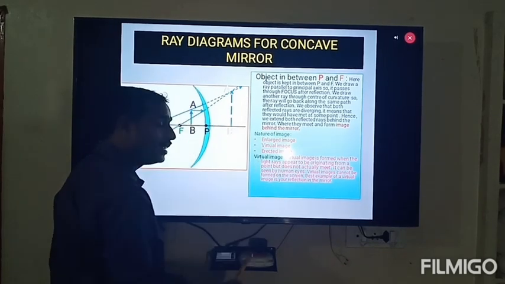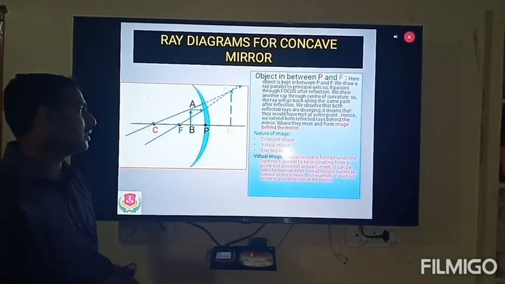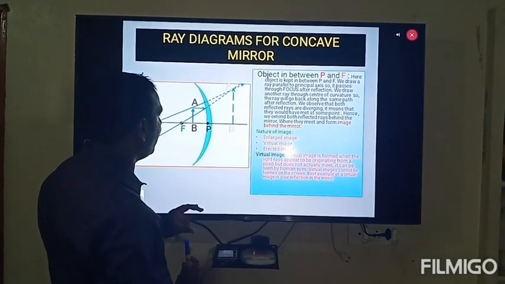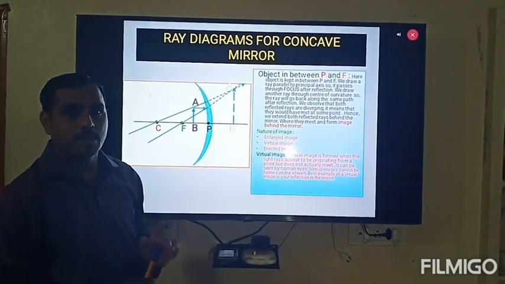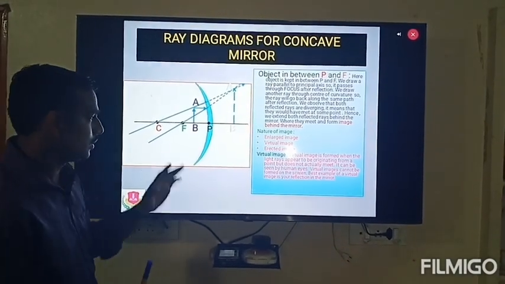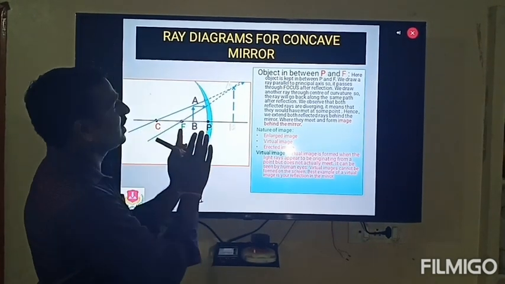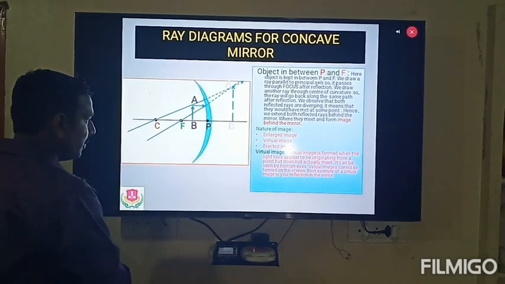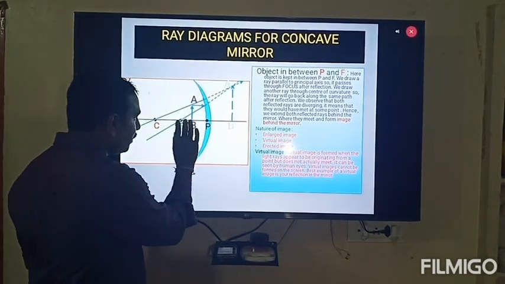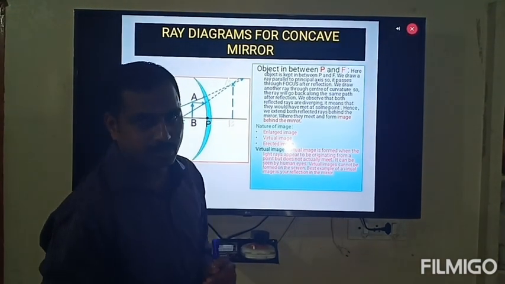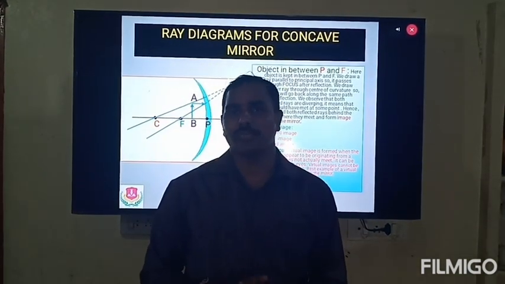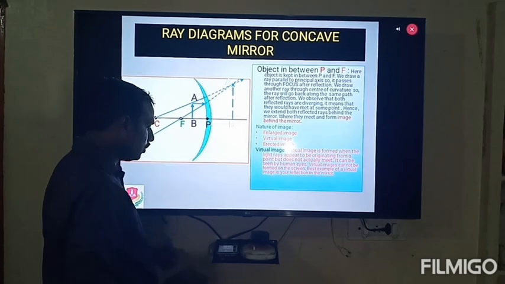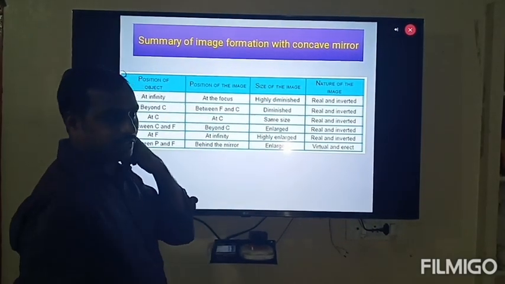And in this case, particularly, we are observing an erect image. Erect image means the image has the same orientation as the object, but not the same size. Okay, so this is about ray diagrams for the concave mirror. We saw different cases from infinity to the object placed between F and P, and the nature of images also. So these are the ray diagrams related to the concave mirror. Now we want to do one activity related to the convex mirror.